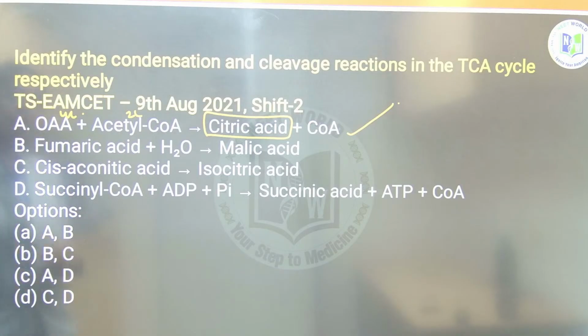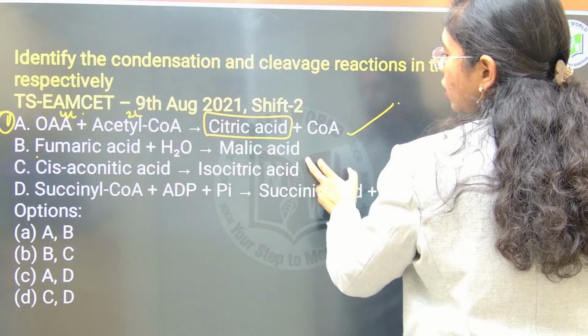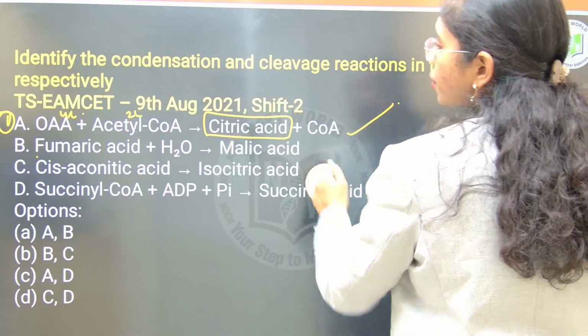Here he is asking us to identify only the correct statements. One is for condensation. First step of TCA cycle is condensation. And next is cleavage. This is not a cleavage step. Cis-aconitase to isocitrate is also not cleavage.